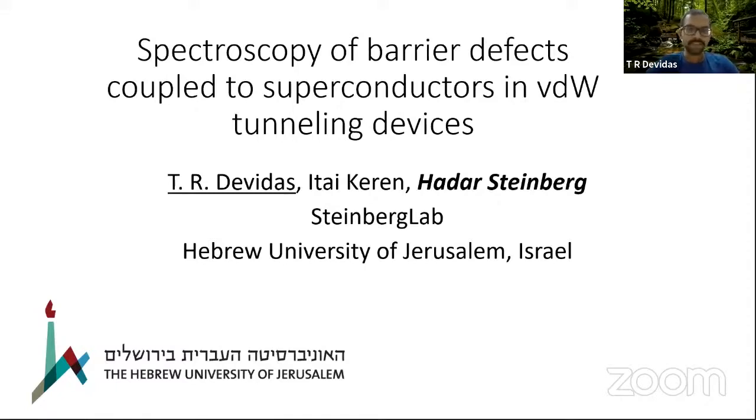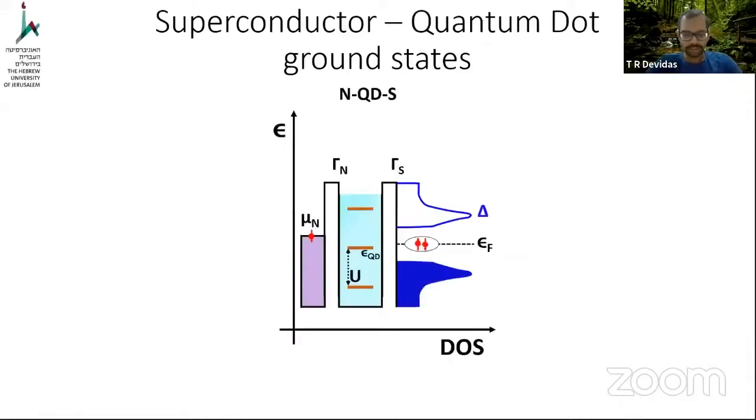The schematic shown here is a specific geometry called the NQDS system, where N, QD, and S correspond to a normal metal, a quantum dot, and a superconductor capacitively coupled to each other. In such a system, the different interactions are dictated by the various energy scales present. For example, the charging energy of the quantum dot, which is U, gamma, which is the coupling strength between the dot and the normal or the superconductor electrodes, and delta, the superconducting energy gap.